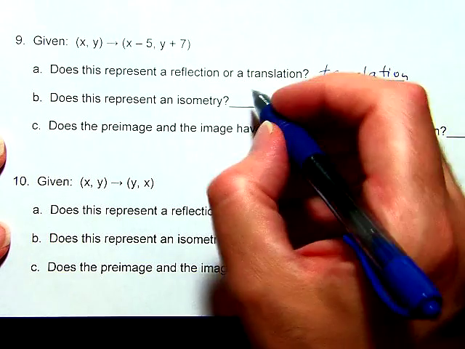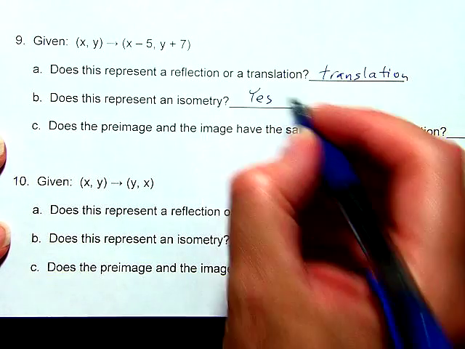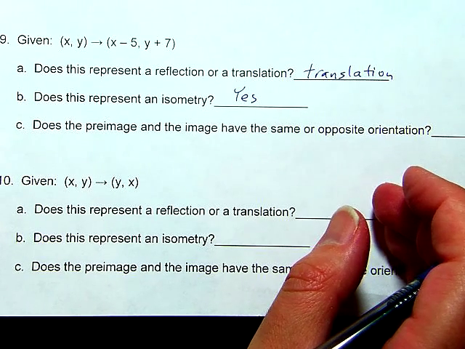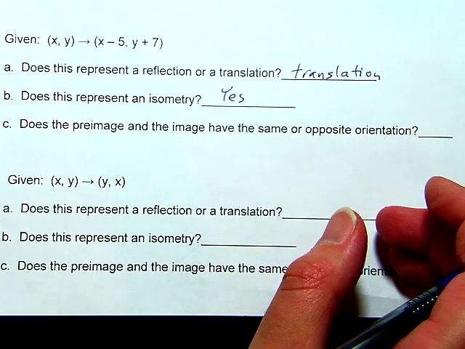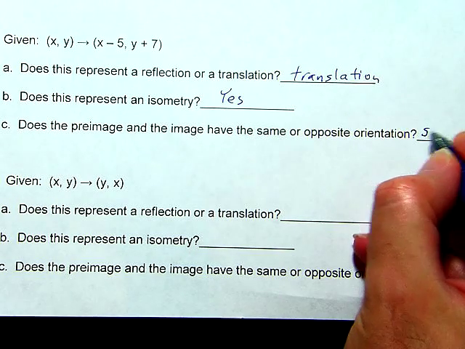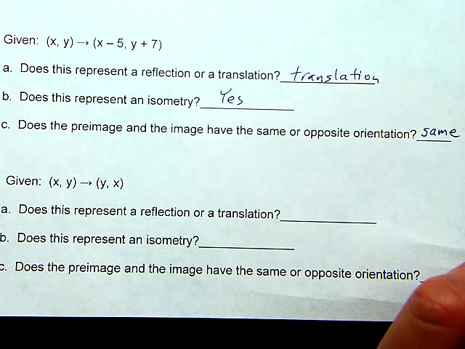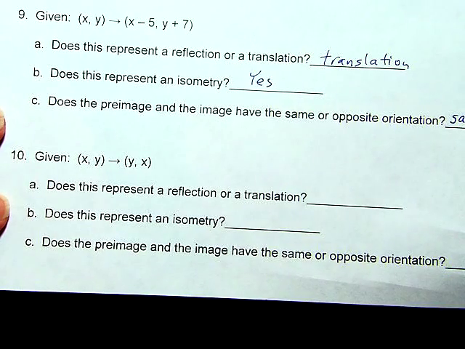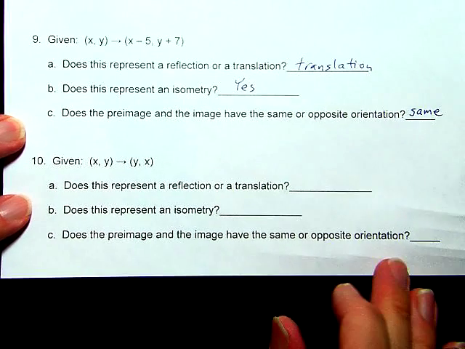And does this represent an isometry? Yes, because translations are isometries. Does the pre-image and the image have the same or opposite orientation? Well, we know from many examples we've done now that translation always gives you the same orientation. And those are the answers to question 9. Now I hope you got those answers.